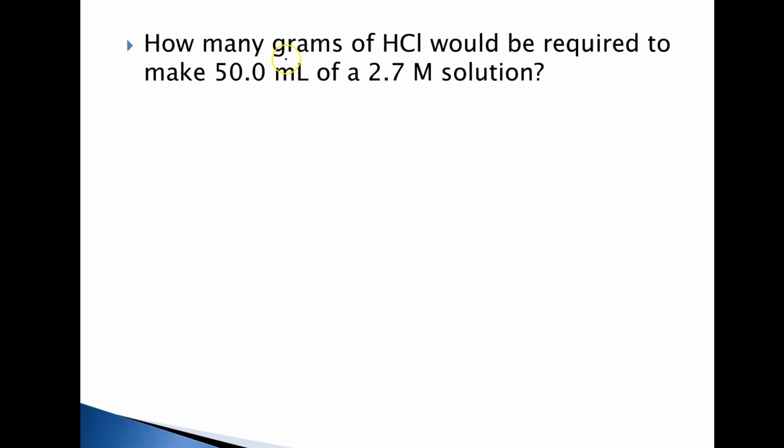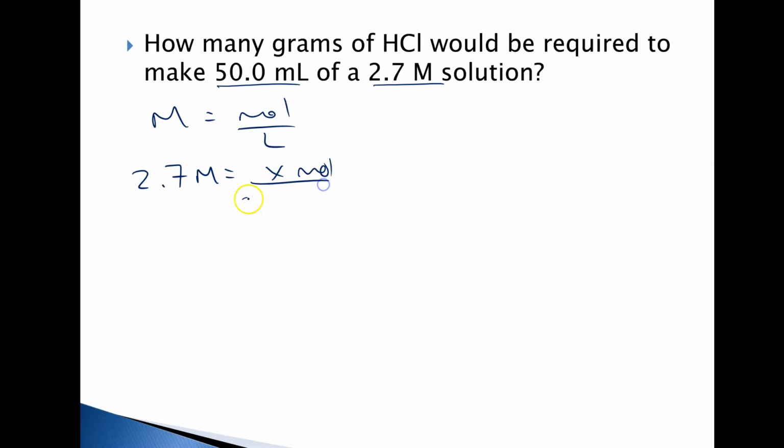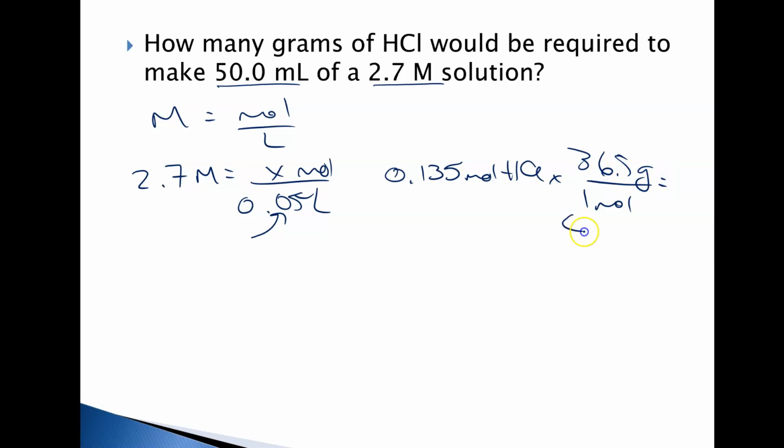So now, working a little bit backwards, we're trying to find the mass of HCl given a volume and a molarity. So if molarity is moles over liters, I can put in 2.7 molarity equals X moles over 0.05 liters. Remember, you want to divide by 1,000. Don't just put the decimal in the front. When you do that, you're going to find the moles. And that's totally fine if you do that. If you cross multiply, you get 0.135 moles of HCl. And then 1 mole of HCl is 36.5 grams. And you end up with 4.9 grams.